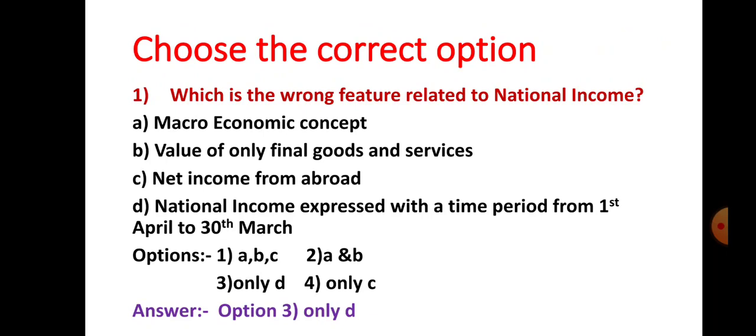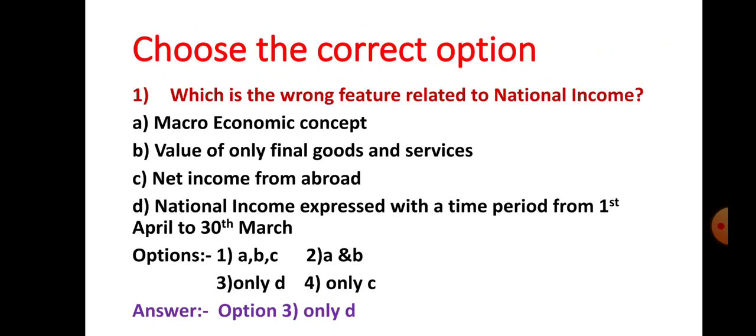Here the first objective type question is choose the correct option, and the example given is: which is the wrong feature related to national income? Four options are given: A, macroeconomic concept; B, value of only final goods and services; C, net income from abroad; D, national income expressed with a time period from 1st April to 30th March. You have to choose any one option, that is your answer. So which is the wrong feature related to national income?